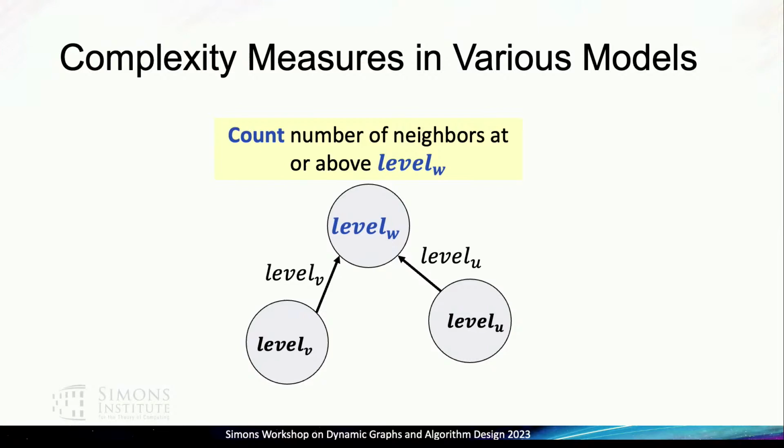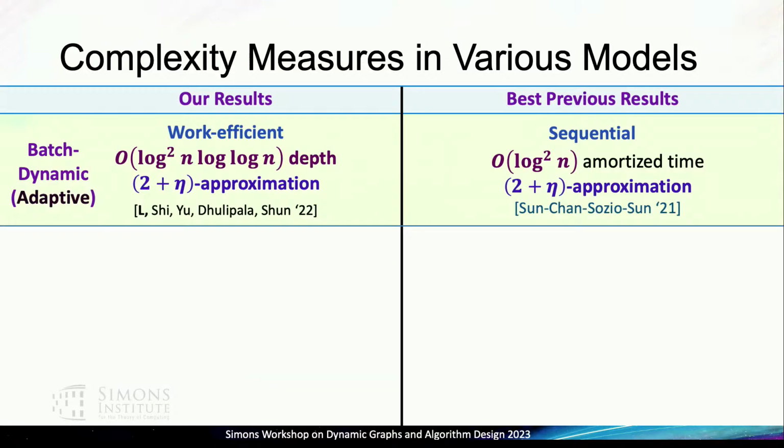And now let me talk about some of the complexity measures we have for our models. So we can implement this in the batch dynamic shared memory setting with these complexity measures. So we get work efficiency, which means that the work matches the best amortized work per update of the best known sequential algorithm. And we get a 2 plus eta approximation, two-sided error, with polylog depth.